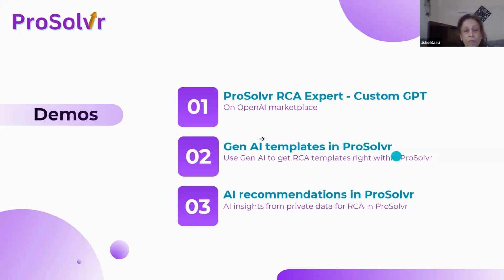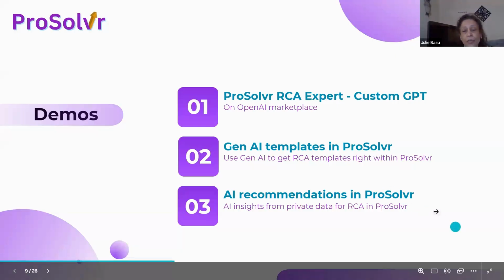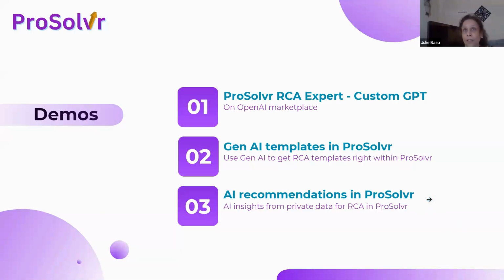Gen AI templates in ProSolvr: how can we leverage Gen AI to get the templates inside ProSolvr as we are solving a problem? And last but not the least, I'd like to give you a quick view of the AI recommendations in ProSolvr.